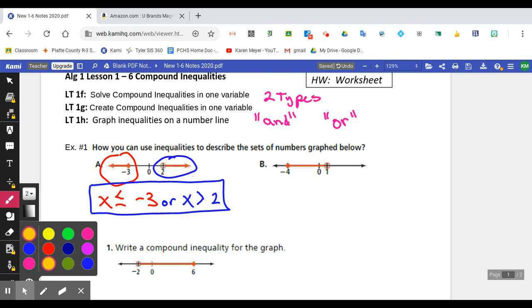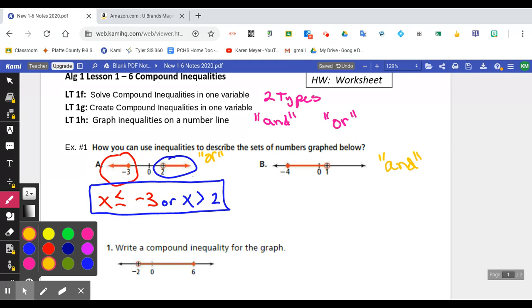Now, B is different because it doesn't have two parts to the graph. It doesn't have an arrow going off to the left and to the right. It's basically just shading in between two numbers. If you see the one where you're shading in between the two numbers, that's considered the and type. And remember, the or type, our first problem, that's when you're shading on the edges.